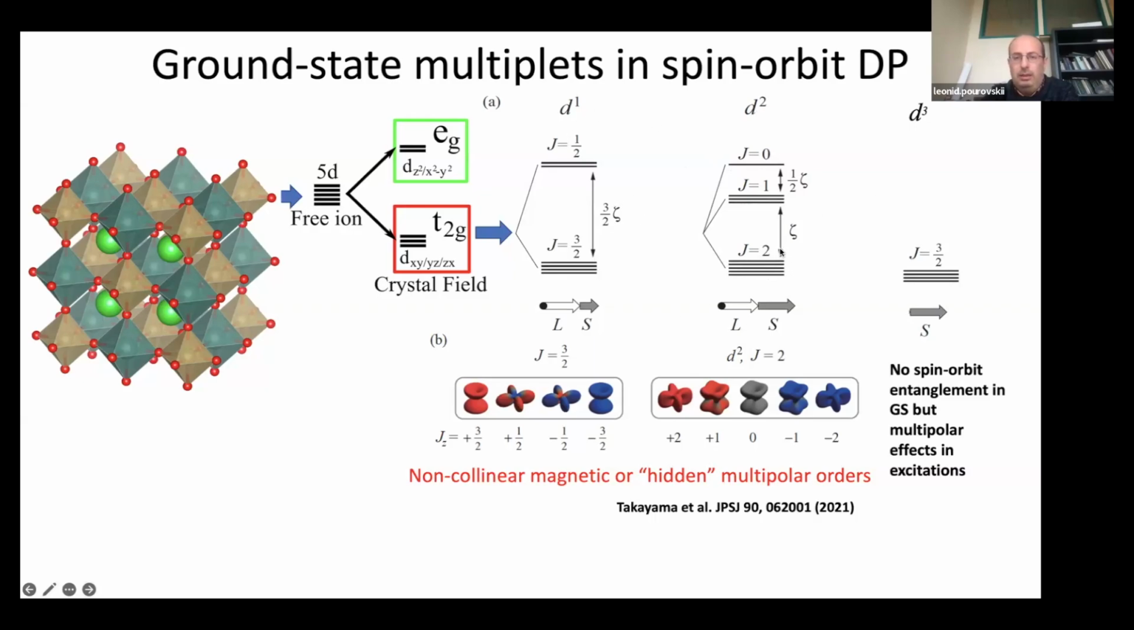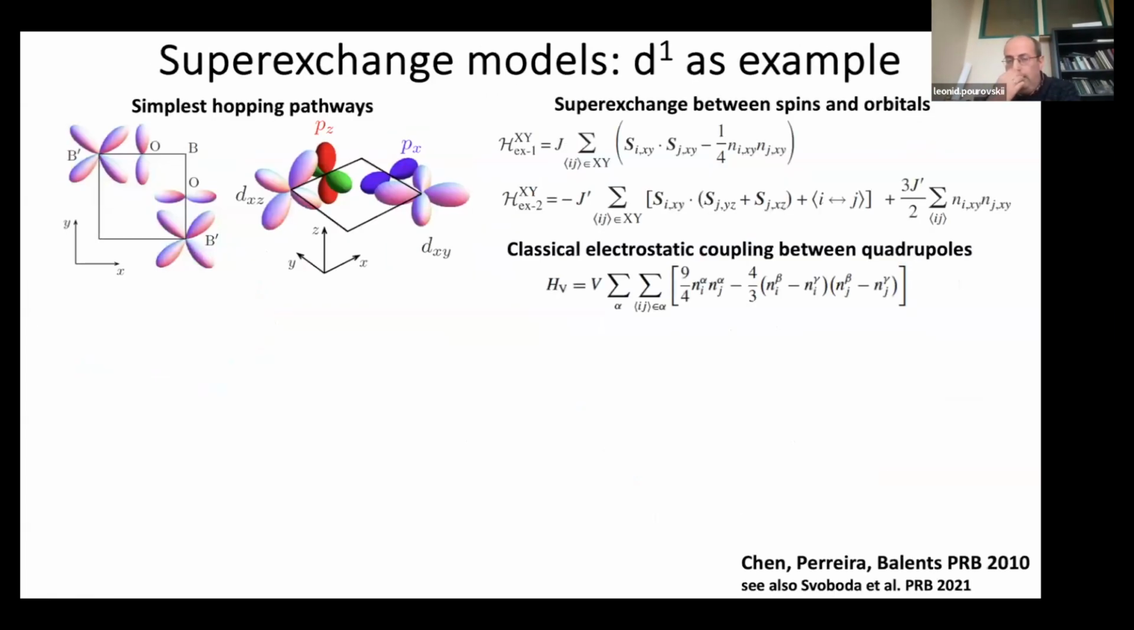And ions of this kind, in oxides and double perovskites formed with these ions, can host these multipolar phases. Here I also add d equals 3. As Bruce already discussed, this is a special case where there is no orbital moment and no spin orbit active within the ground state multiplet. Anyhow, the question is how these multipolar moments appear.